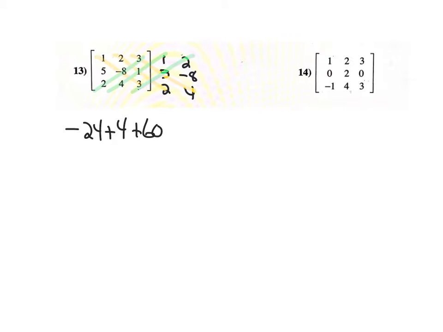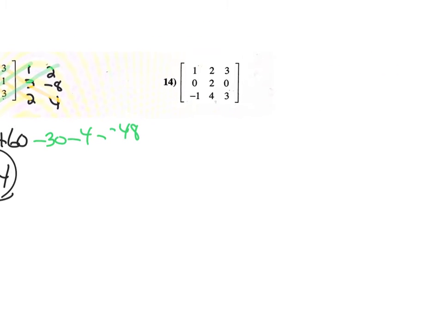So 2 times, I think that was a 5, 10 times 3 is minus 30. Minus 4 and minus negative 48. So I'm going to add all those up. Negative 24 plus 4 plus 60 is 40. 40 plus 6 plus... I believe that's 54. I didn't punch that in my calculator. You might want to double check me there, but just add them up.